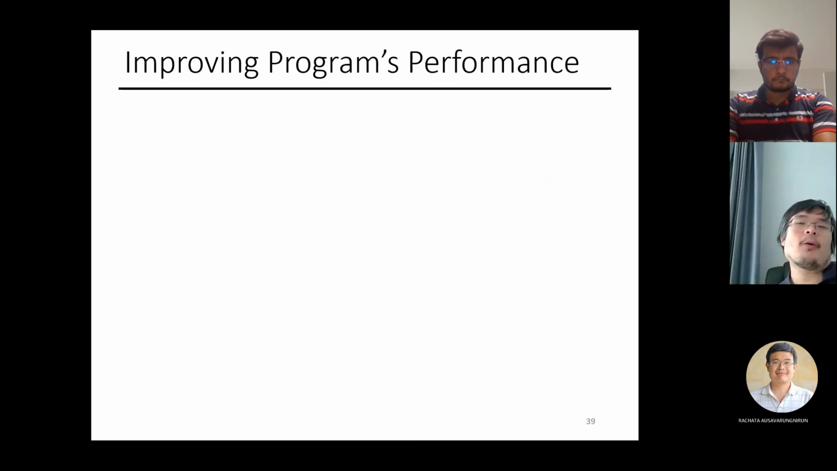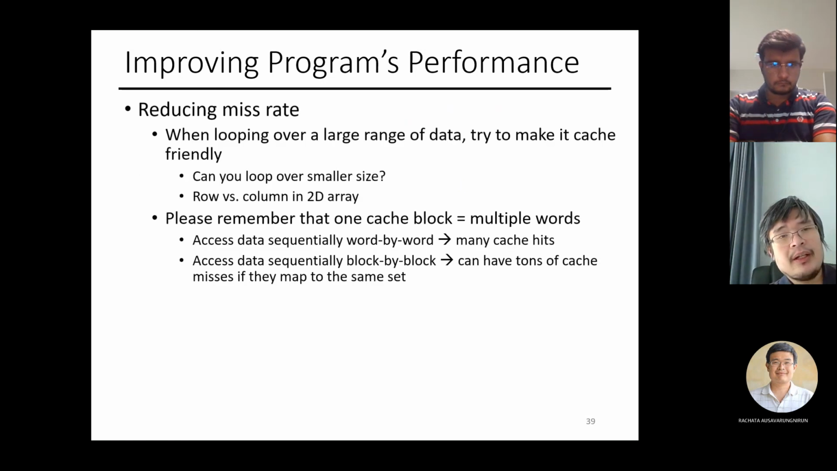So for your program's performance, there are multiple things you should do to optimize the program. Reduce the miss rate. When looping over a large range of data, see if you can break the loop into a smaller size. For example, can you break the loop such that each pass through the big loop fits in the cache? If you have a row multiplied by a column in a 2D array, can you transpose them so it's row multiplied by row, so you get spatial locality?